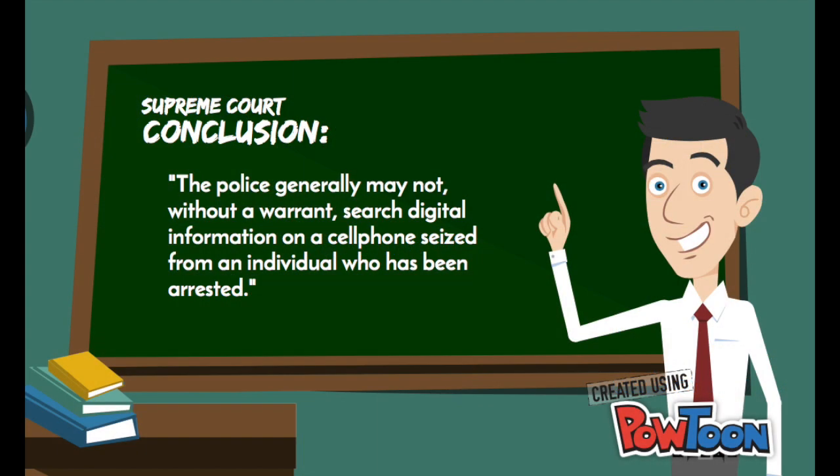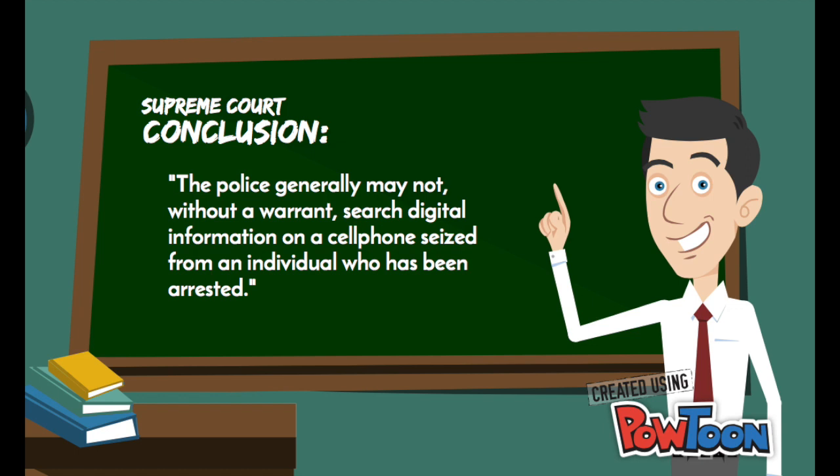Finally, the Supreme Court held that the police, after arresting someone, generally cannot conduct a warrantless search of the person's cellular phone. This decision is important because, as a general rule, police officers are empowered to conduct a warrantless search of those whom they arrest.